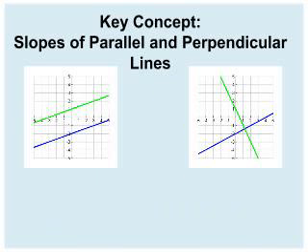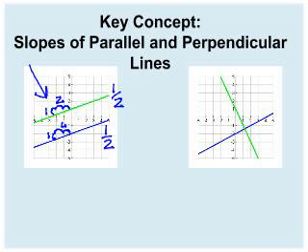Now let's talk about slopes of parallel and perpendicular lines. Parallel lines in this first graph have a nice slope here. If we count this one, we've got a rise of 1 and a run of 2. So the slope of this green line is 1/2. The slope of the second line, again, I want to pick 2 points. So if I pick this point, I rise 1 and run 2. So the slope of the second line is also 1/2.